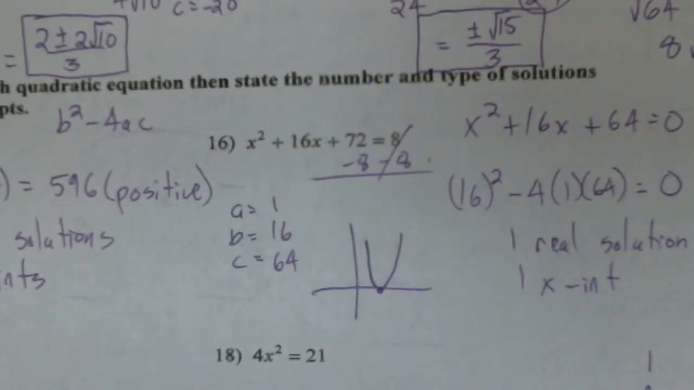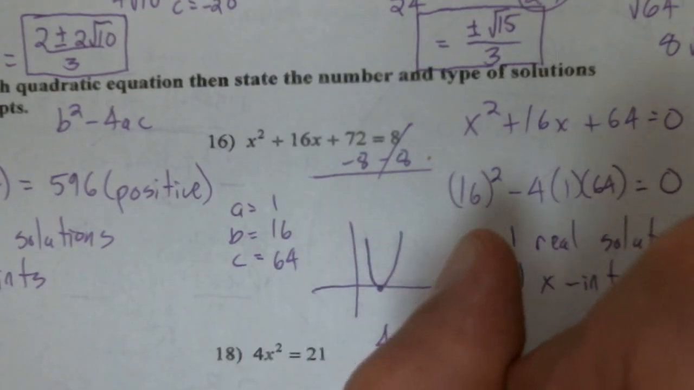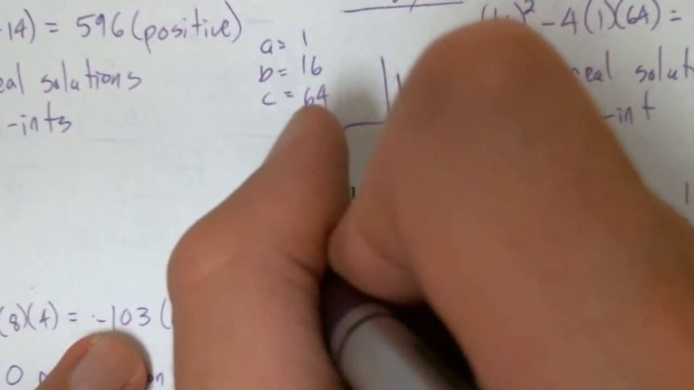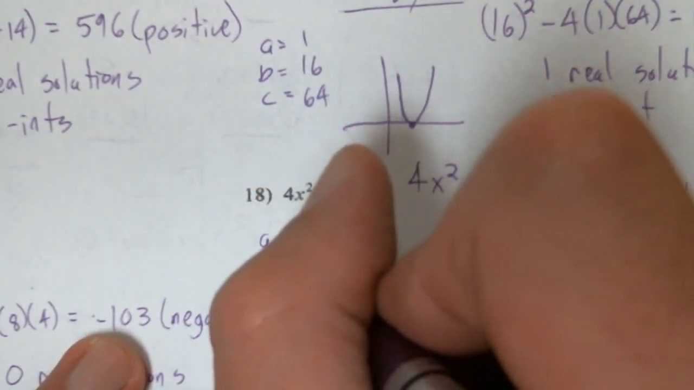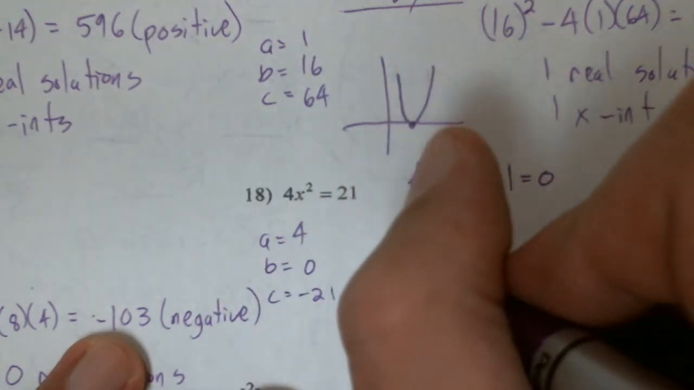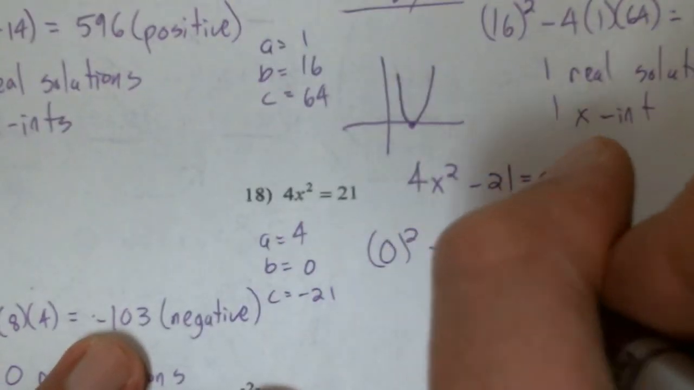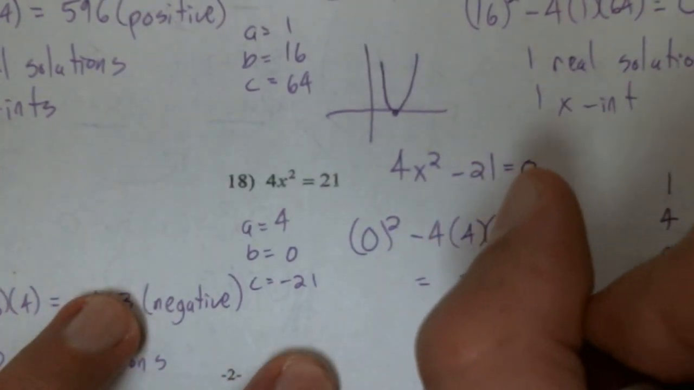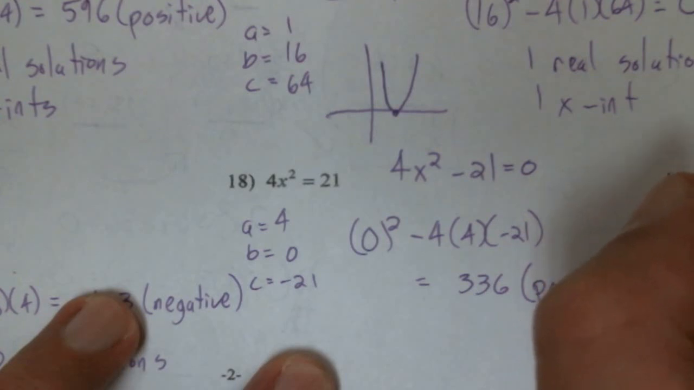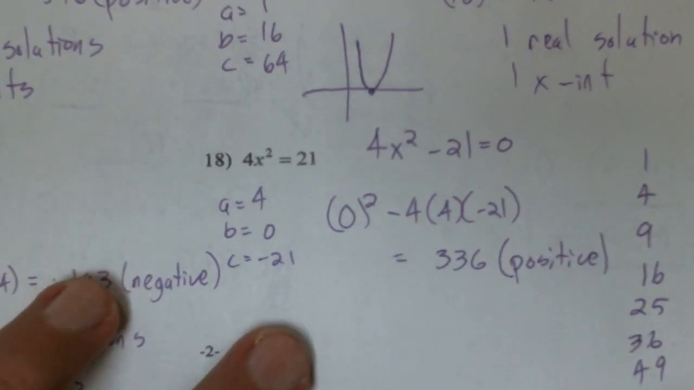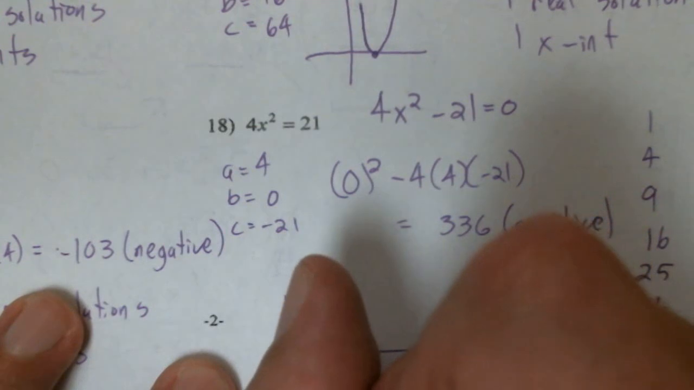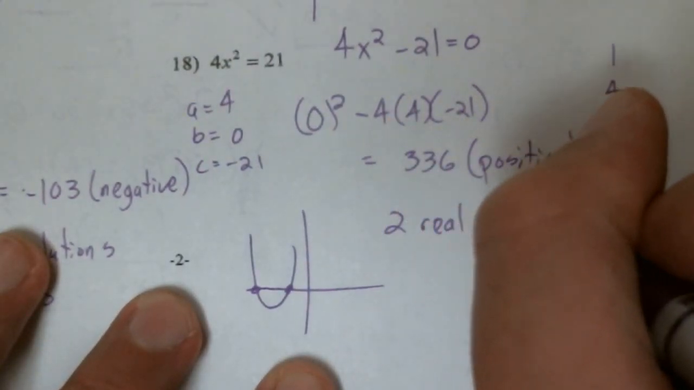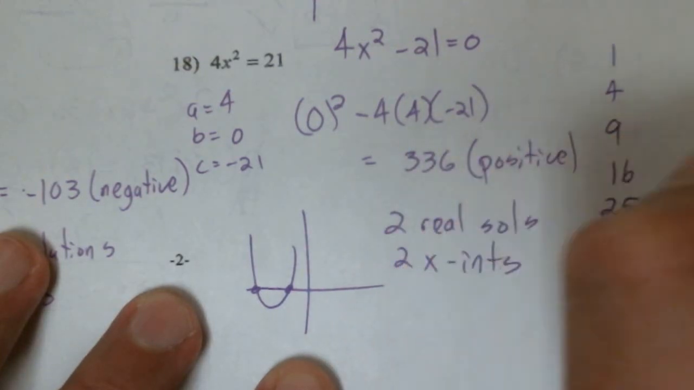Okay, last one, home stretch. Move the 21 to the other side. 4x squared minus 21 equals 0. My A is 4, my B is 0, my C is negative 21. So B squared minus 4 times A times C, that comes out to be 336. That is positive. So when I have a positive discriminant, I have 2 x-intercepts. So I have 2 real solutions and 2 x-intercepts.